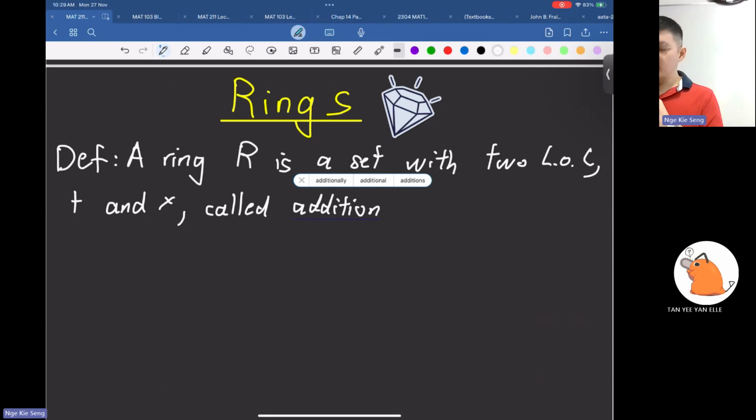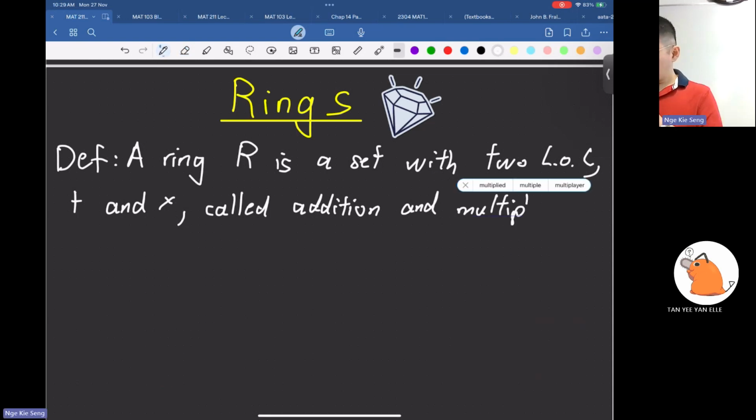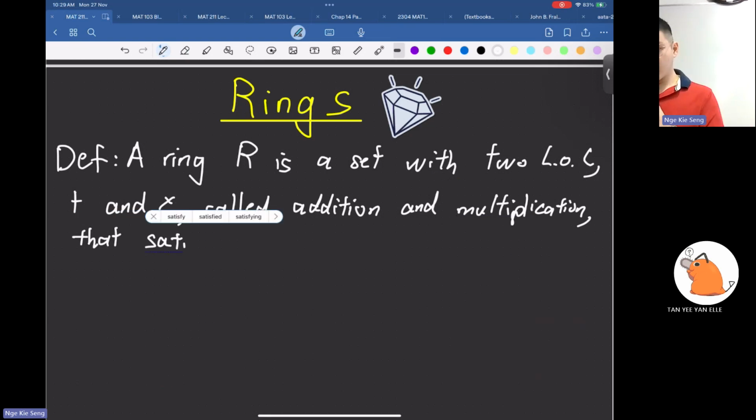After I introduce this ring, then we will briefly talk about what's the relation between vector space. So we have two operations here. One is addition, one is multiplication. So how do we add? How do we multiply? Okay, so these axioms we need to check.